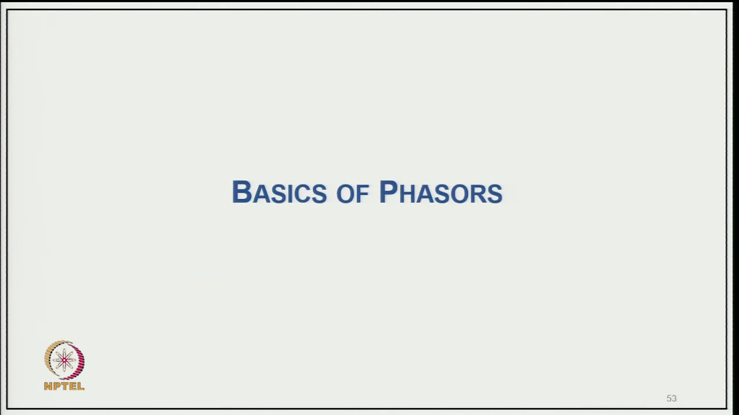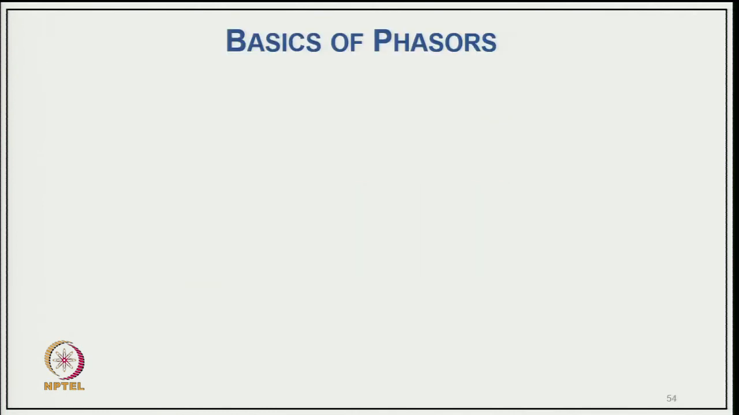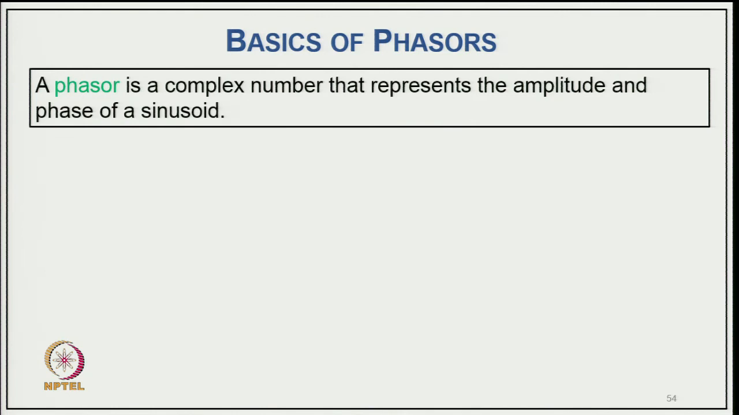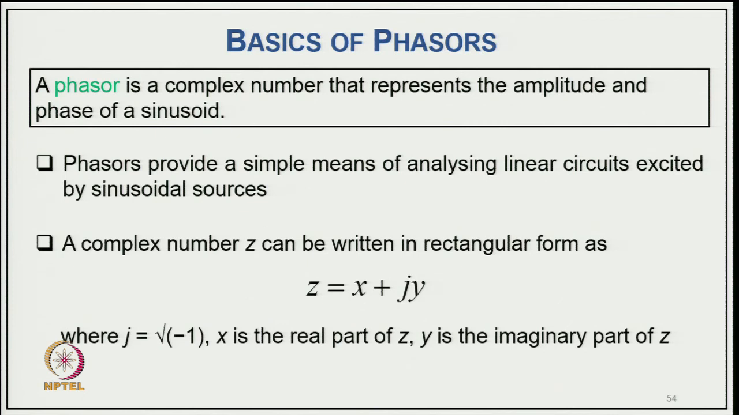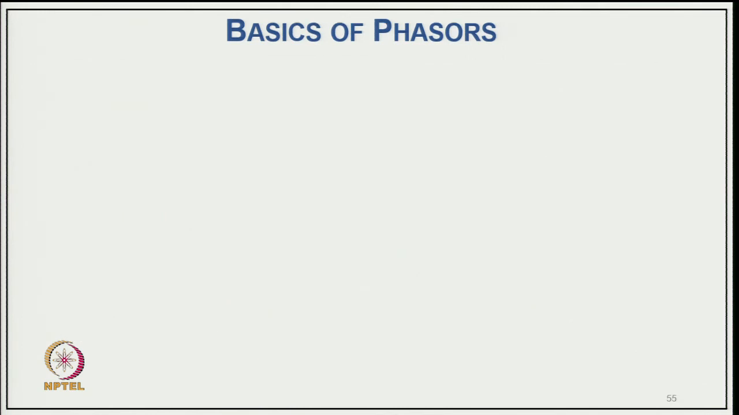Now, coming to the basics of phasors. A phasor is a complex number that represents the amplitude and phase of a sinusoid. Phasors provide a simple means of analyzing linear circuits excited by sinusoidal sources. A complex number z can be written in rectangular form as z equals x plus j y, where j is the square root of minus 1, x is the real part of z, and y is the imaginary part of z.